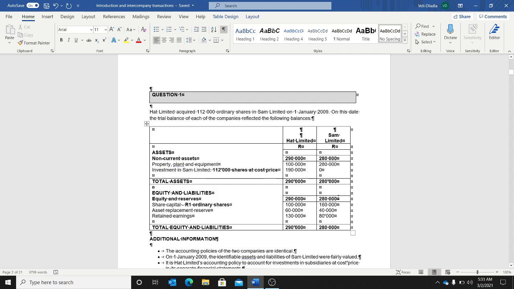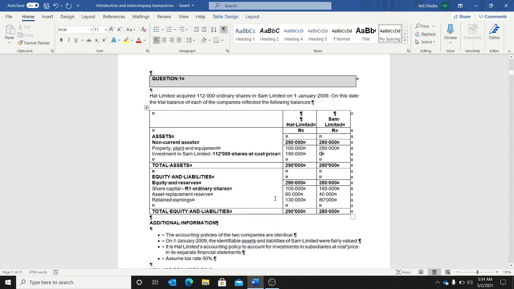So now let's go and check SAM. Where is the equity of SAM? We've got the share capital, which is equity. We've got a reserve, it's equity. We've got the retained earnings, it's equity. So all these amounts at this side are equity amounts. On this date, these were the equity amounts that HAT acquired from SAM. They must exist at that date for you to use them in the acquisition date. They must be there.